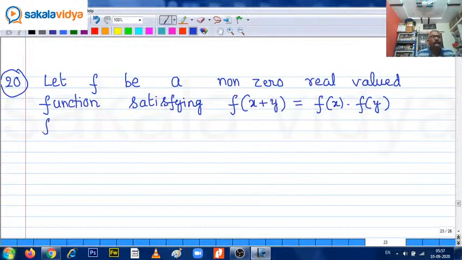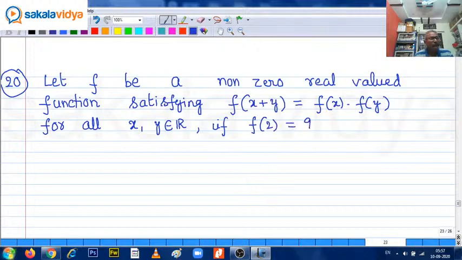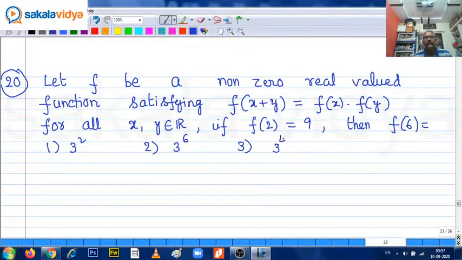For all x comma y belongs to R, if f of 2 equals 9, then f of 6 is: first option 3 square, second option 3 raised to 6, third one is 3 raised to 4, fourth one is 3 raised to 3.